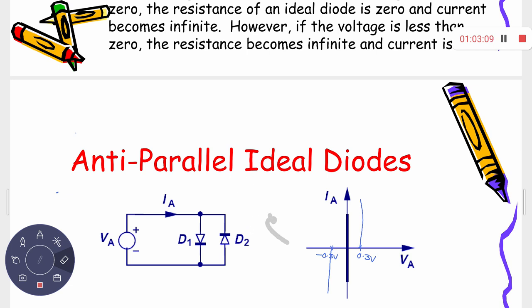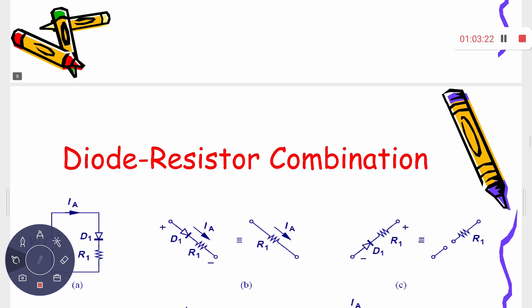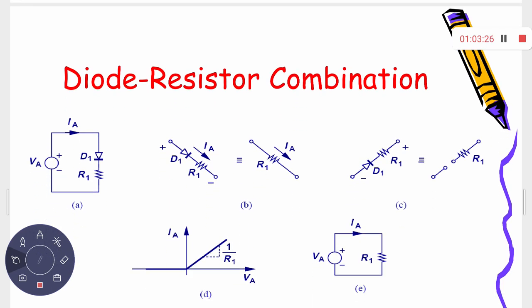Okay, now let's consider the same circuit that you have already seen previously, and now I would like to look at the current versus voltage variation. Here is the same circuit: one voltage source VA, one diode, and one resistance, all in series. We have done these calculations previously, that Vx is equal to this much and Ix is equal to that much. Now I would like to observe this entire thing graphically.